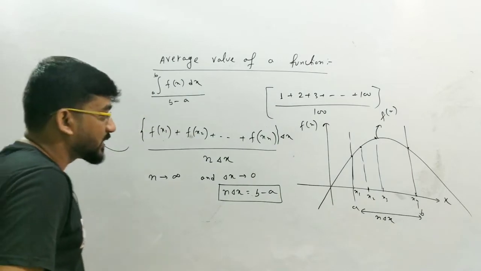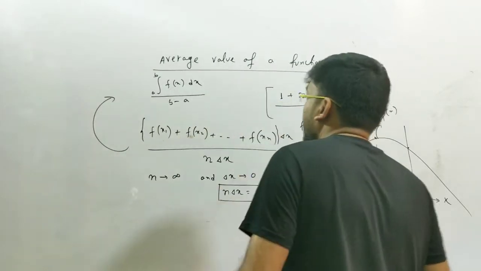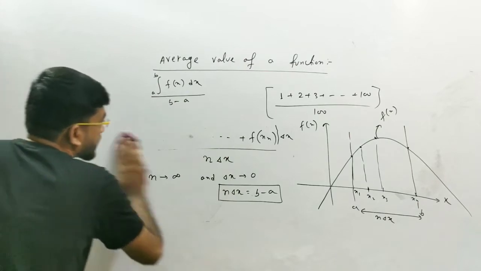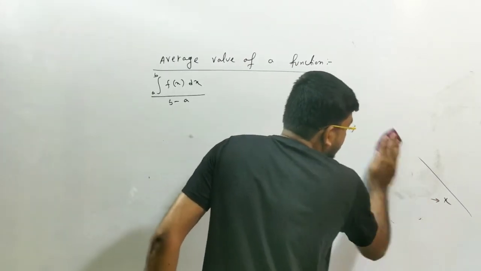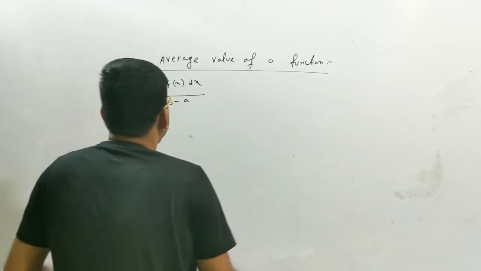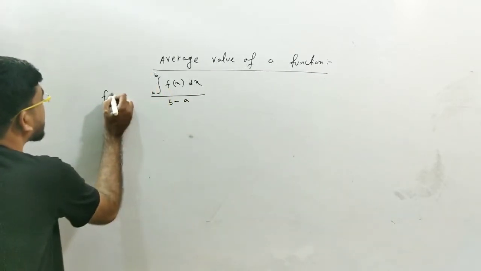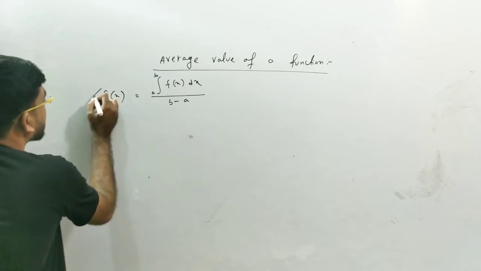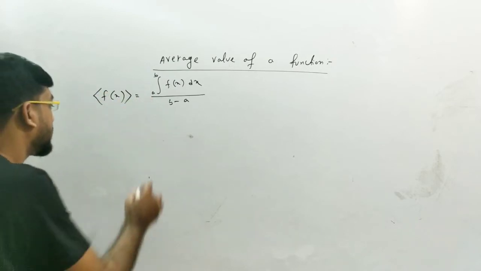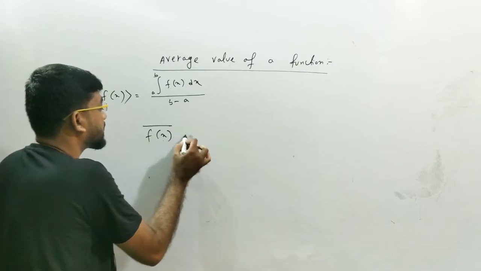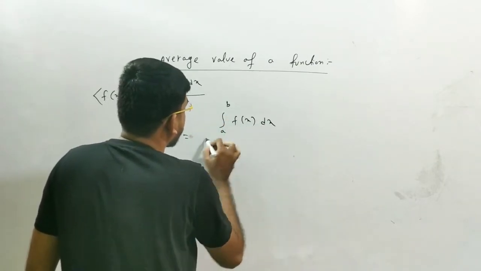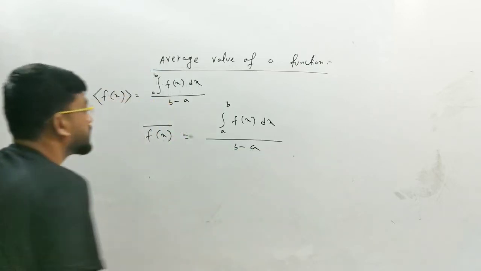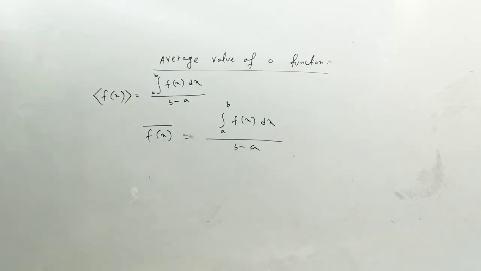So you can write the average value of any function within a certain interval, and this is a very useful result. It will be used here and there in physics. You can write the average value of f of x as the integral from a to b of f of x dx, divided by b minus a. So this is the average value of a particular function f of x within a certain interval b minus a.